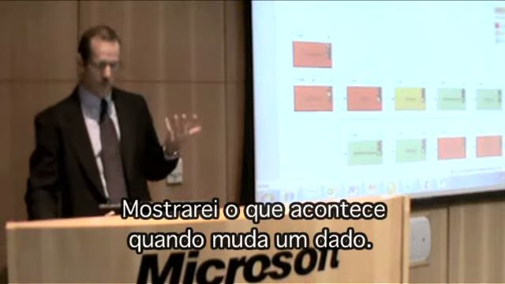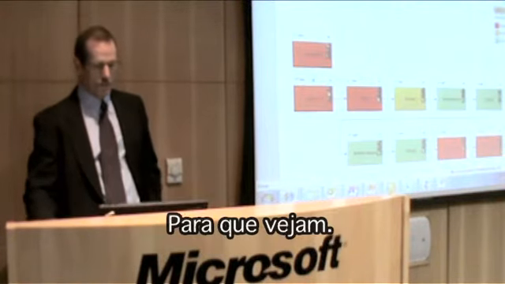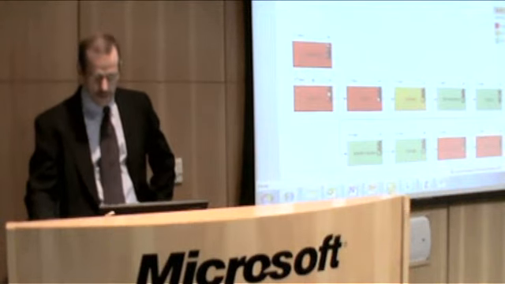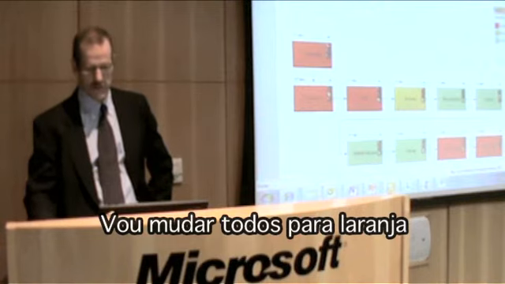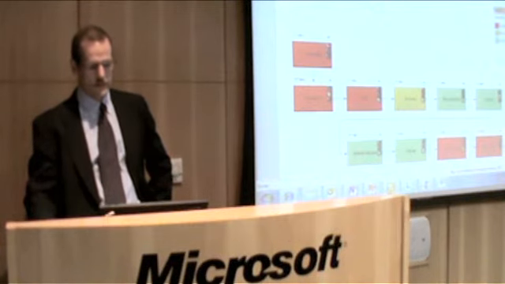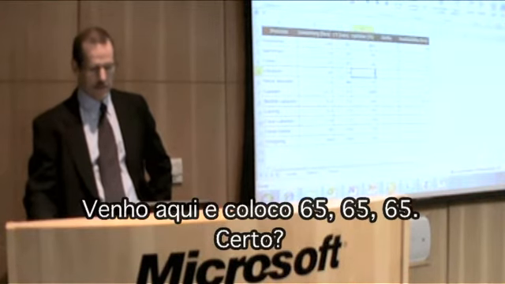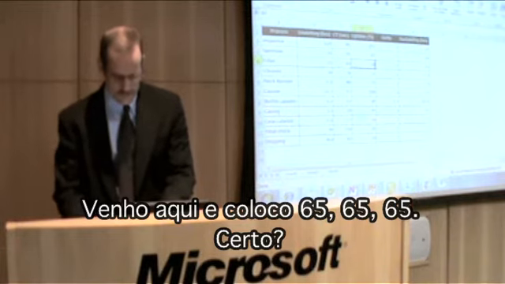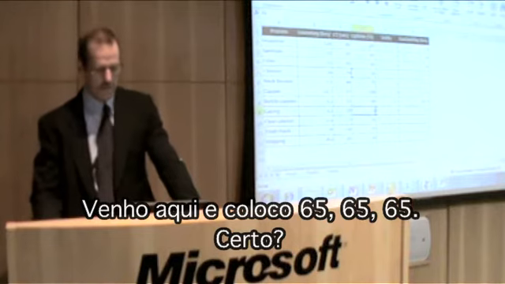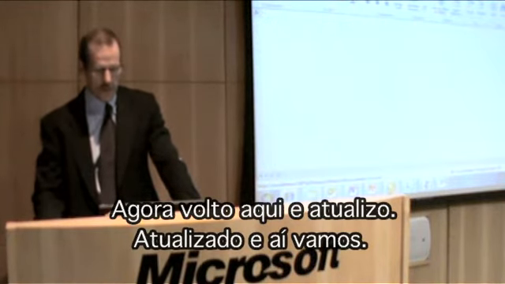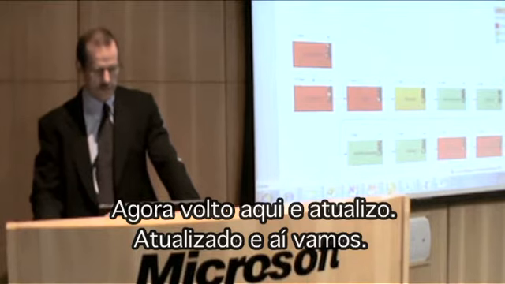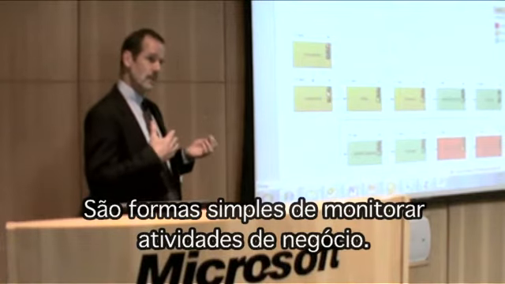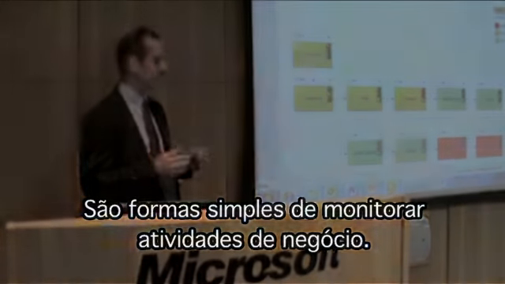Now, let me show you what happens when the data changes, just so you can see. You can see I'm red on these 3 first steps, right, because we said it's below 50%. So let me change them all to orange. And if I do that, if I set these to 65, you'll see that that'll work. So I'll come in here, and I'm going to go in, say 65, 65, 65, okay? And now I'll come back over here, and I'm going to refresh. Update it, and there you go. So you can see you have a very simple form of business activity monitoring here.